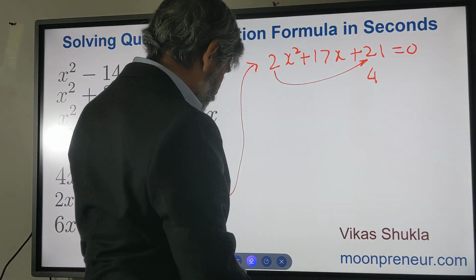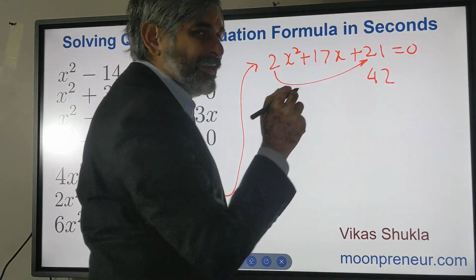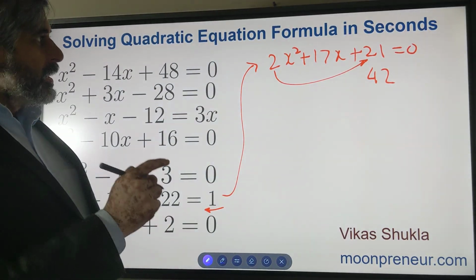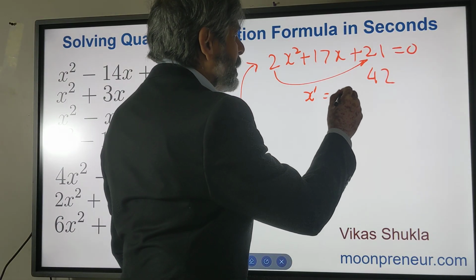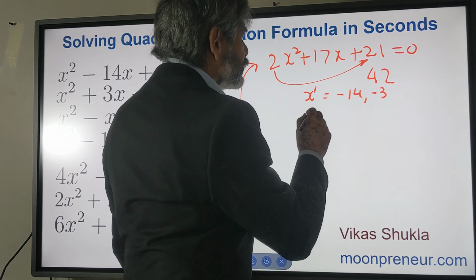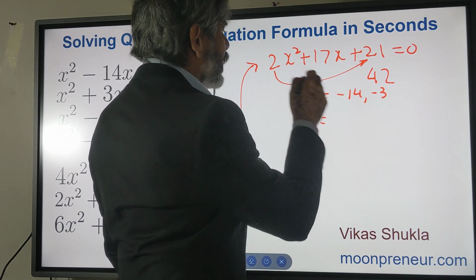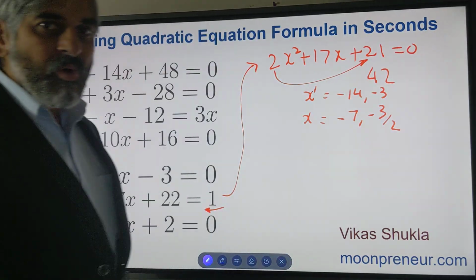So this 17 I split in 2 parts, so that becomes 14 and 3. And so the solution of this equation x dash will be minus 14 and minus 3, and the solution of x will be this thing divided by 2. This is minus 7 and minus 3 by 2.